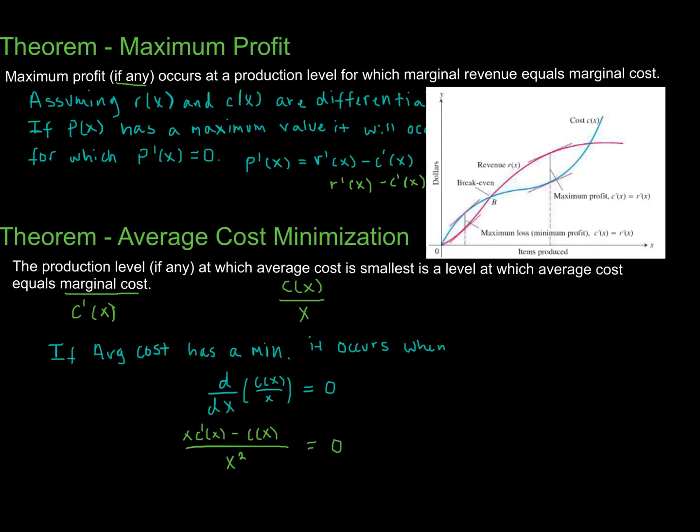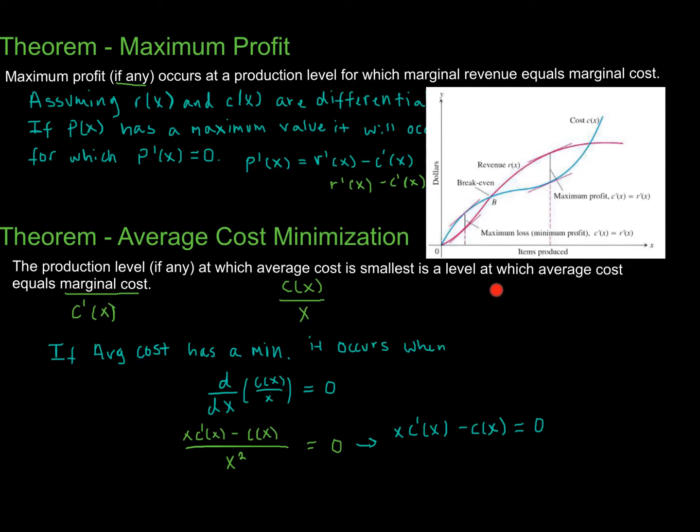Now if I multiply by x squared on both sides, that will of course give me 0 on the right and just my numerator here. Again, that should make sense because when I have a rational expression set equal to 0, all that I'm looking for is where the numerator is equal to 0. So multiplying by x squared on both sides, this says that you will need x times c prime of x, or the number of products that you're making times the marginal cost, minus the cost to be equal to 0.